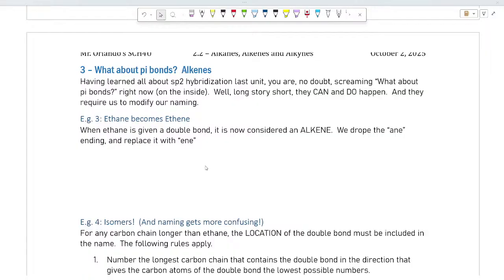So, having learned all about sp2 hybridization last unit, you are no doubt screaming, what about pi bonds right now on the inside? Because, of course, you'd never interrupt me in class. Well, long story short, they can, all caps, they can and do happen. And they require us to modify our naming.